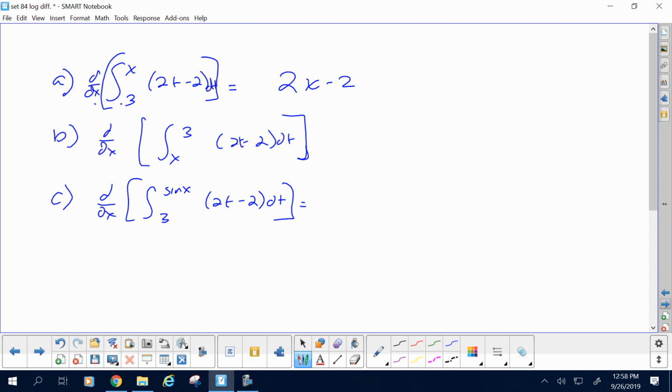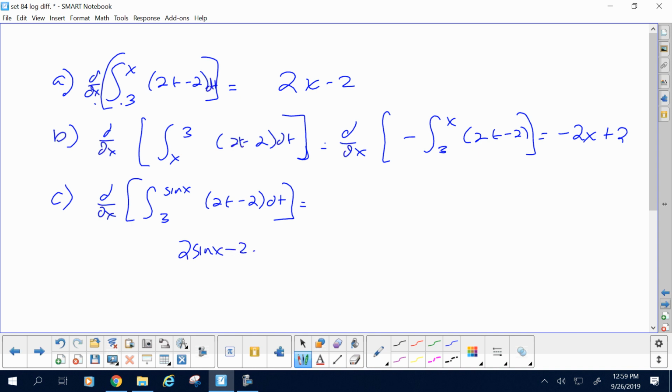Down low, could I switch it to where it's up above? So it's an x up here? Sure, I could. That would mean that I get the same idea, the derivative of the antiderivative, but with the negative. So this answer is negative 2x plus 2. Then I had people go a bridge too far, and I had people say this is 2 sine of x minus 2. Now that's not true.